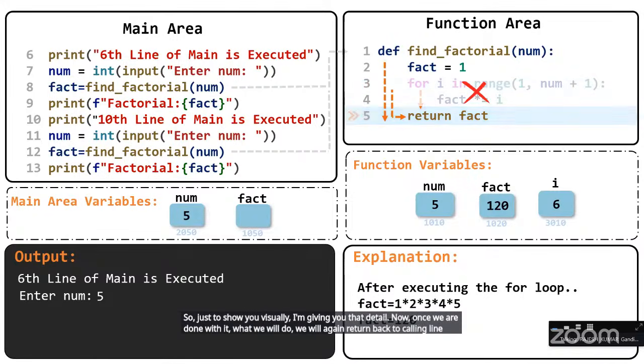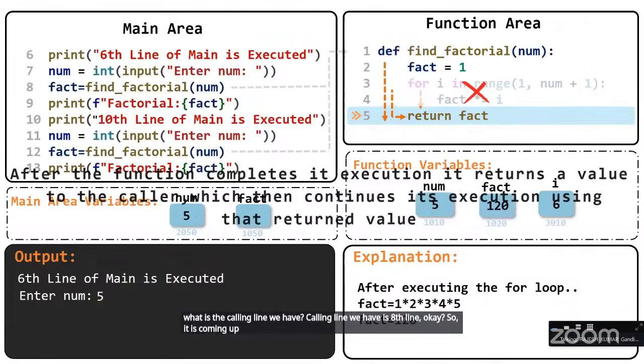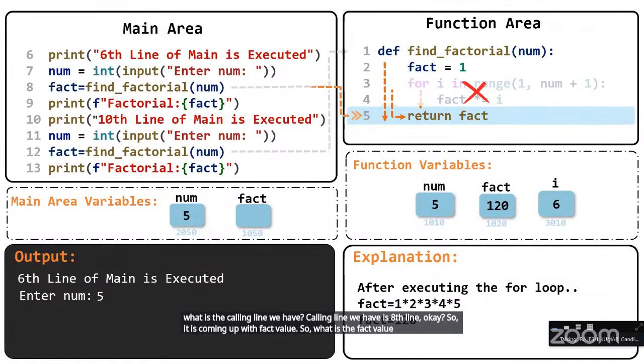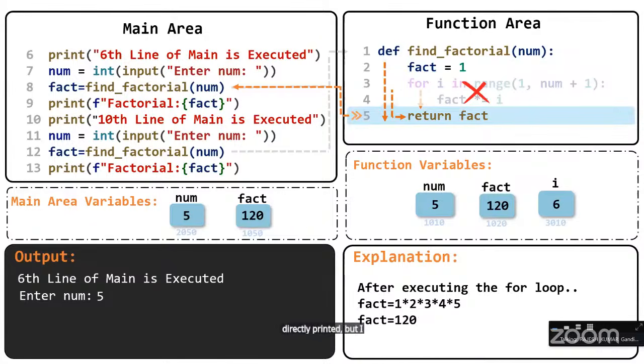So what is the calling line we have? Calling line we have is 8th line. Okay, so it is coming up with fact value. So what is the fact value? 120. So when it comes back with that 120, now 120 will be stored inside the variable I'm giving. You can also directly print it, but I wanted to save it inside a variable. I wanted to show that.